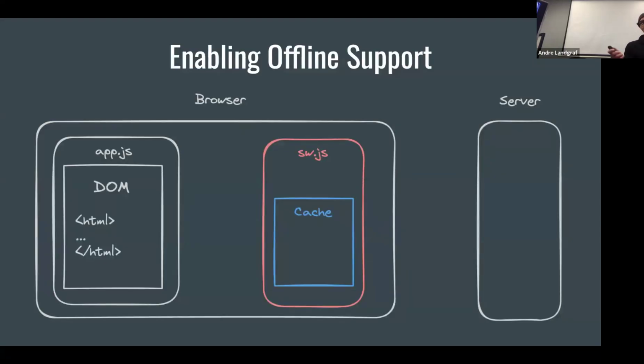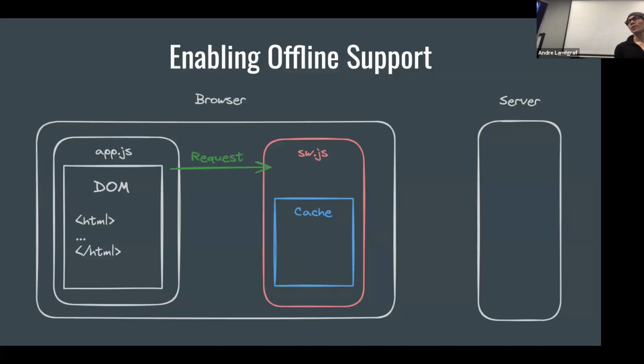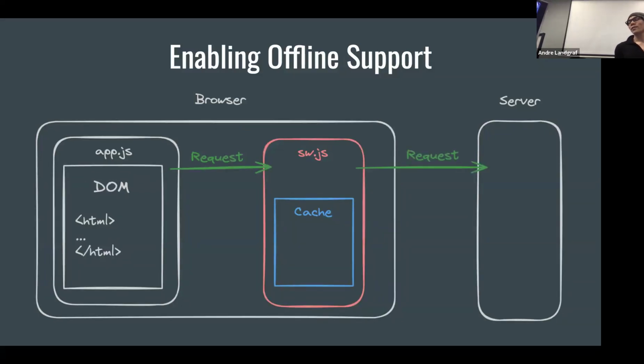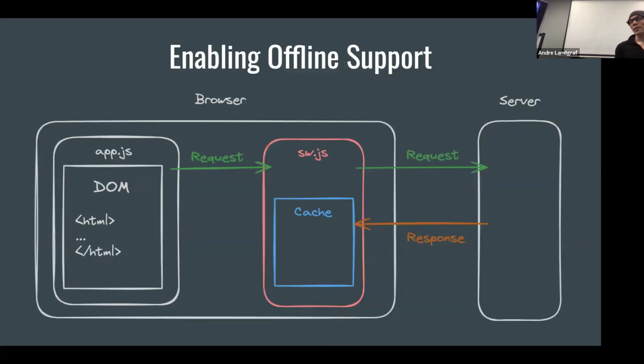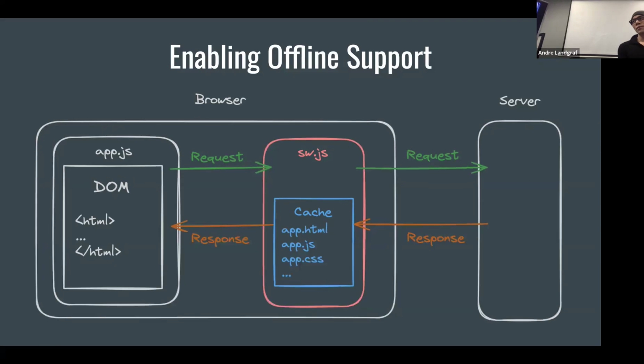So here I'm going to start from scratch. We just have our browser, main JavaScript, and then the service worker, and then our server. Let's say our app makes a request. It goes to the server, which sends back a response. That response is then cached and then returned to the browser.